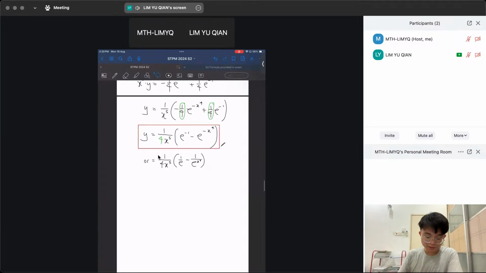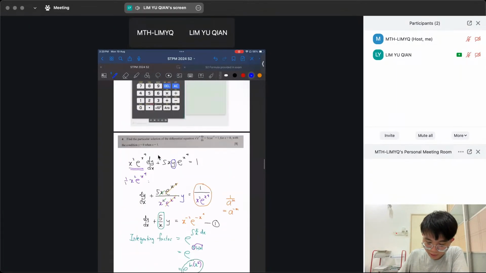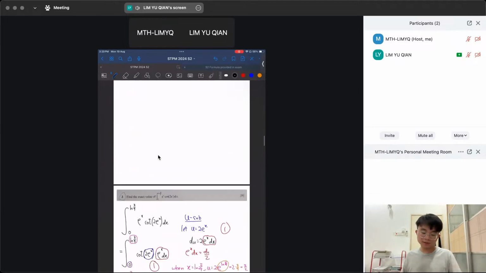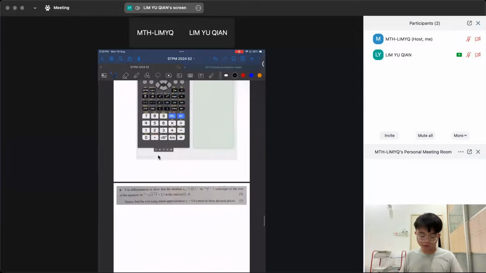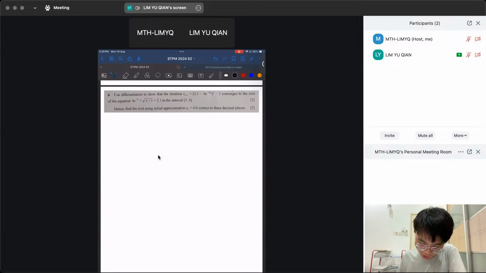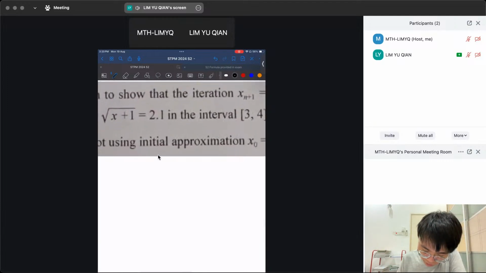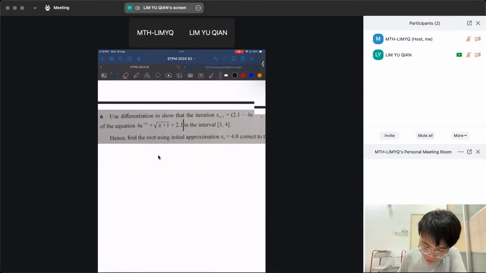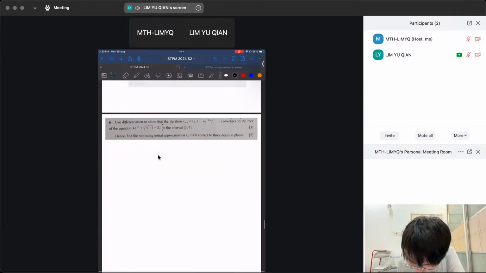Okay, question 6. I'm finishing part 1, and I'll do this a bit slower because I changed the colour, you watch. Okay, question 6. Use differentiation to show that the iteration converges to the root of the equation in the interval 3, 4. 2.1, that's 2.1. Okay, quite confusing. 2.1 minus 4e negative 2x, and then square and then minus 1 converges to the root.